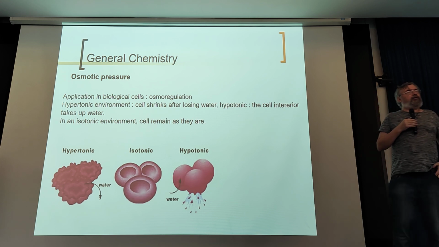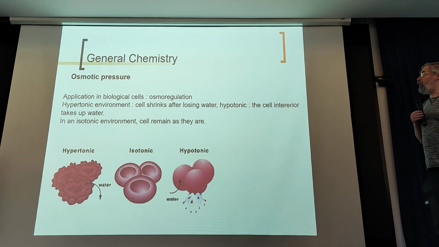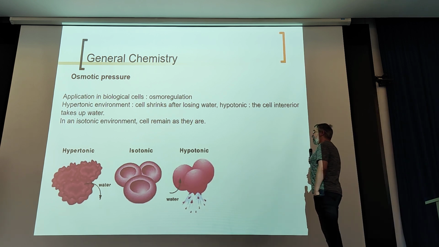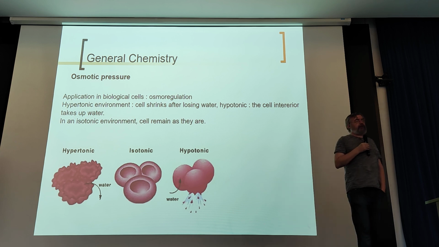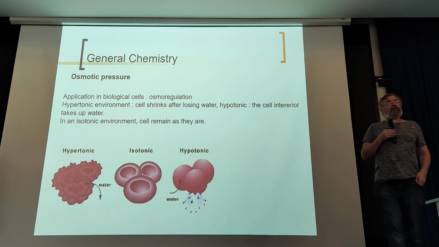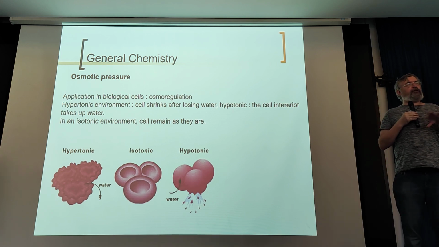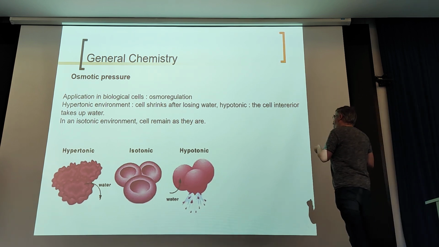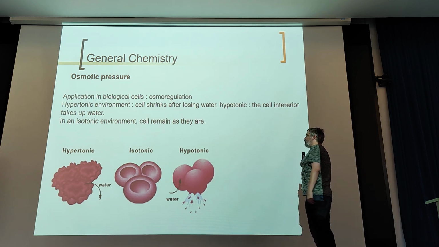Why is this osmotic pressure important? For instance, in biological cells, cells regulate osmotic pressure by having solutes. We can call an environment hypotonic, isotonic, or hypertonic, depending on the osmotic pressure. If you have the same osmotic pressure, then it's isotonic. A lower one is hypotonic, or a higher one, hypertonic.